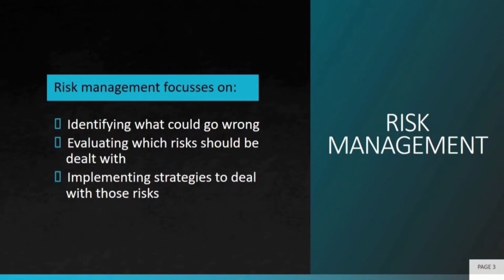Risk management. What does risk management focus on? There are mainly 3 points. The first one is identifying. That means identifying the risks that the entity will have to face in the future. The second point is evaluating the various risks and selecting which risks need to be prioritized and dealt with initially. And the final step is implementing strategies or techniques to tackle the risks that we have identified and evaluated.